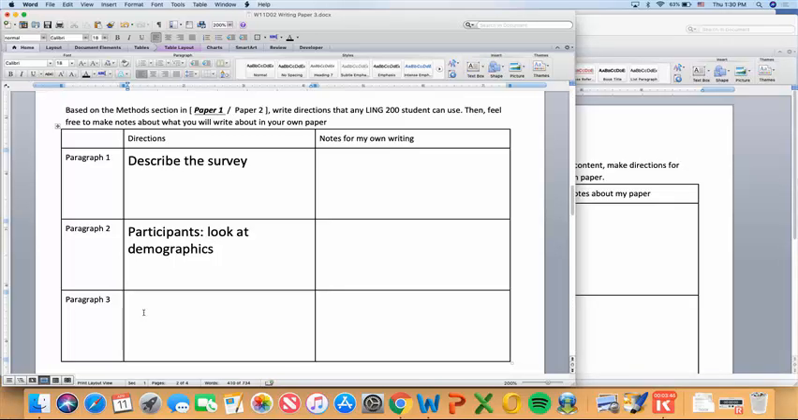And then how about paragraph 3? What do they do in paragraph 3 in paper number 1? Detail the procedure for administering the survey. Yeah, so they talked about how they did the research. So they mentioned the procedure. So as soon as they developed the survey, what did they do?